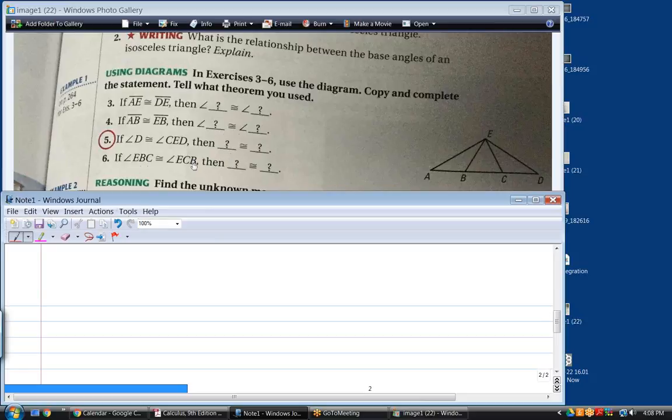Okay, if angle EBC, this one right here, is congruent to ECB, this one right here, then what? Then line EB and EC are congruent. Okay.